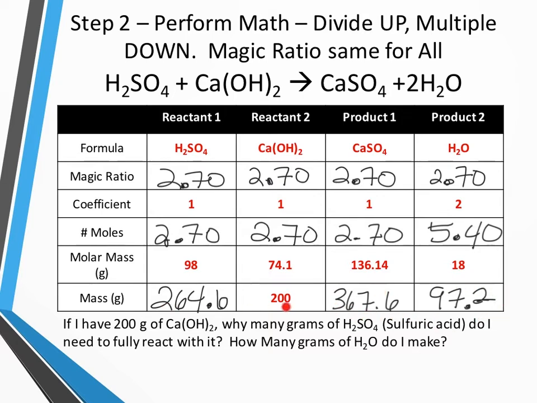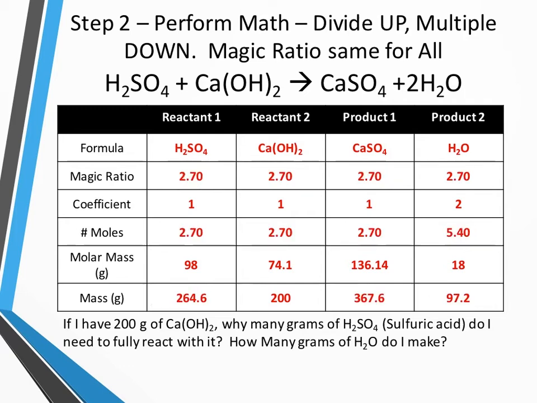So if you add these up, you get 464.6, and if you add these up, you get 464.8. So very close. Again, there's a little bit of rounding going on in both of these. Okay? So that's pretty much the simplest way we can do it. So there's again, not a lot of math. Divide up, multiply down. Magic number is the same for everything. This is just an answer sheet based on what we just did.